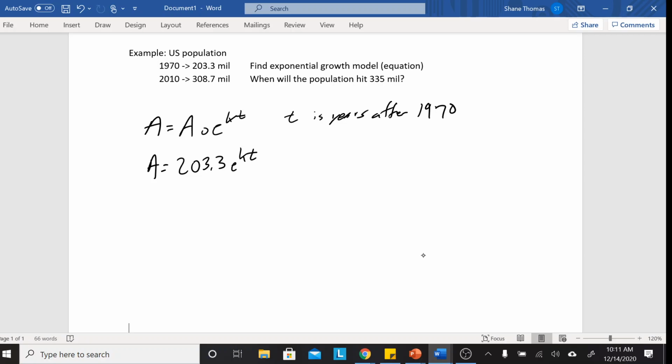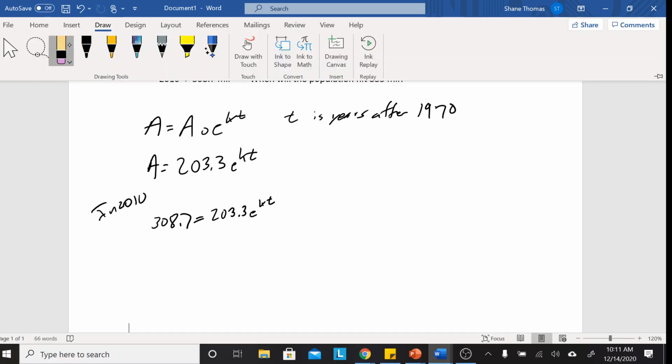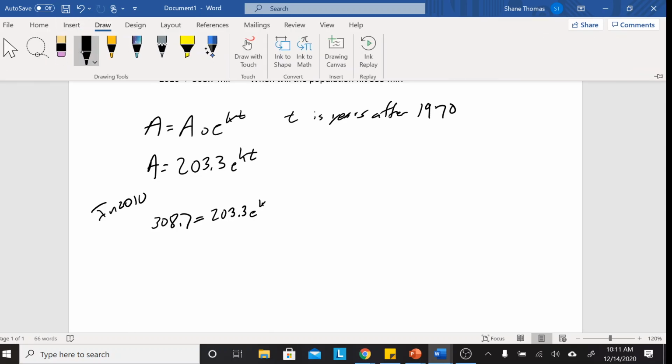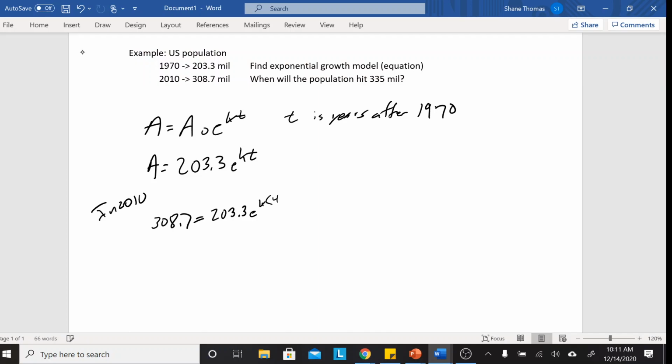So let's take in everything we know. We know that in 2010, what's our population in 2010? Good, 308.7. And that's equal to 203.3 e to the kt, right? Now, I actually do know what my t would be here, because in 2010, how many years have passed? 40 years. So I know what my t is. Now we want to solve for k.